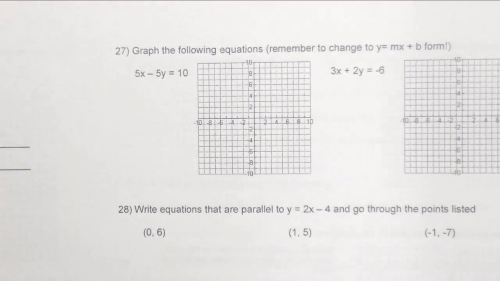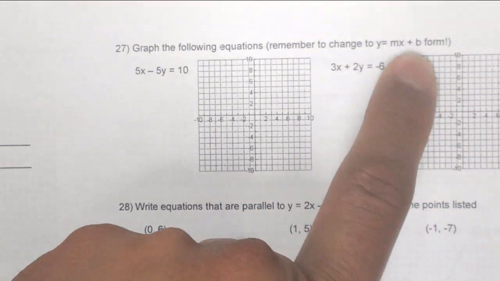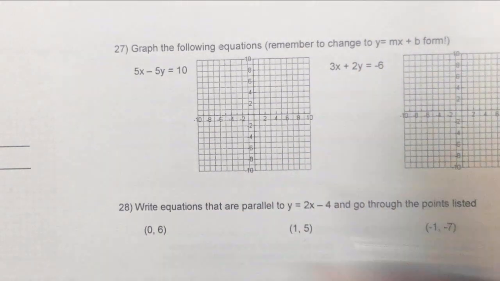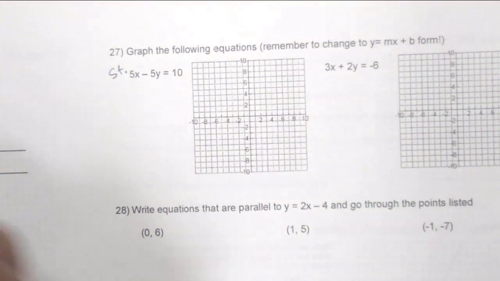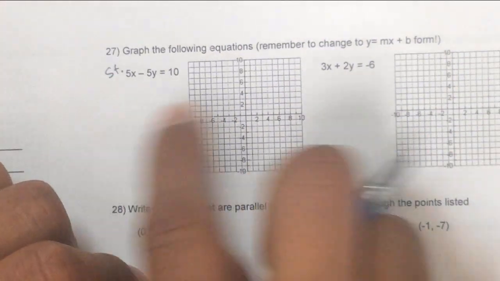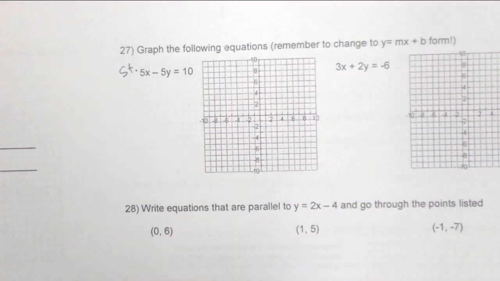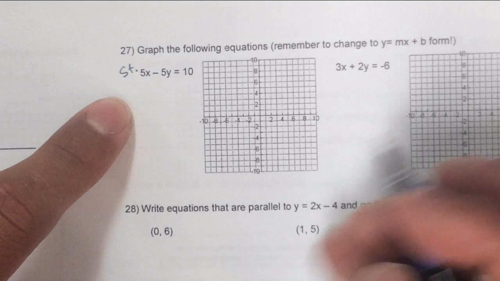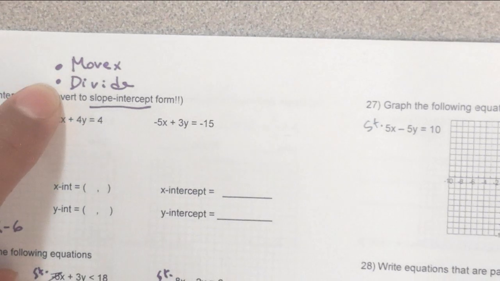27. Graph the following equations. Remember to change to y equals mx plus b, the slope-intercept form. Remember that this equation is in standard form, and it's not good if it's in standard. You have to change it to y equals mx plus b for you to be able to graph. So same thing, if you want to change it to y equals mx plus b, you always have to move x and divide. Move x, divide.